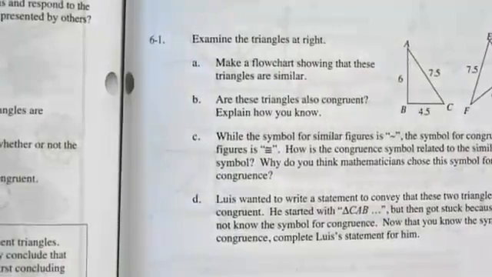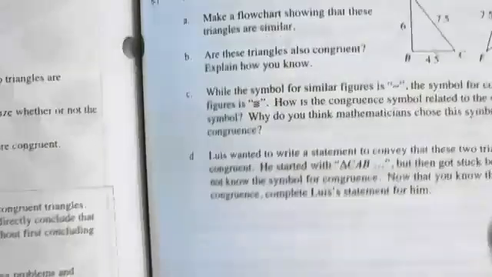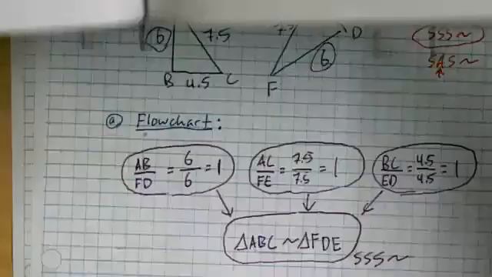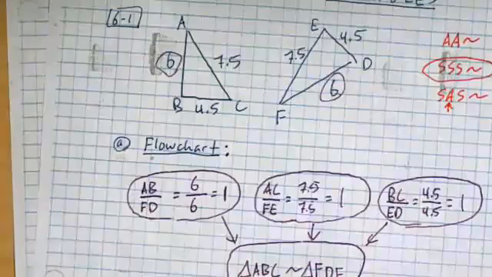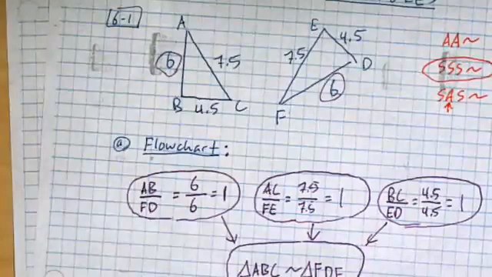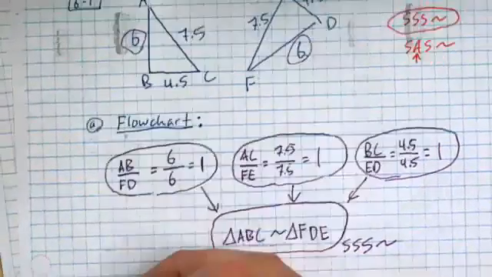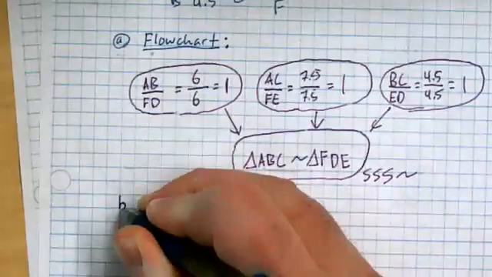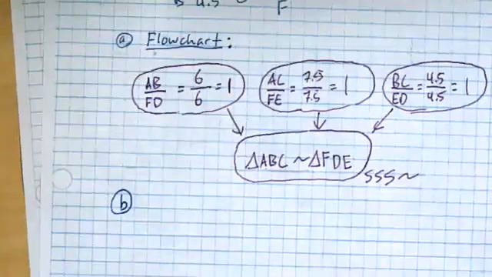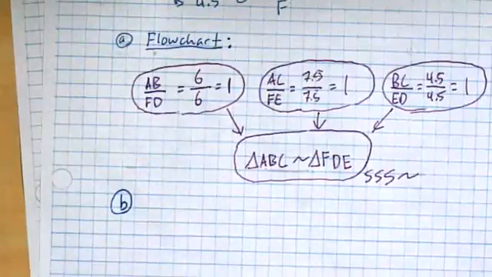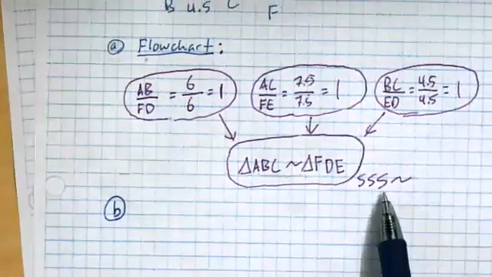Part B asks us, are they also congruent? What do you think? Yes, no, give me a thumbs up or a thumbs down. Seeing lots of thumbs ups. How do we know? We know they're definitely similar, but how do we know they're congruent? What'd you say? Same size. How do you know they're the same size? Say it louder, I'm sorry, I missed it. Side, side, side. That told us they were similar, but how do we know they're congruent?